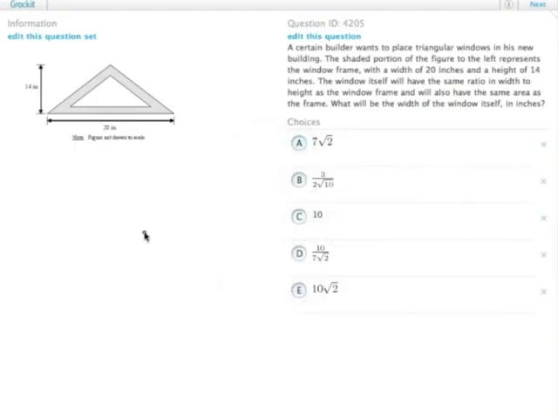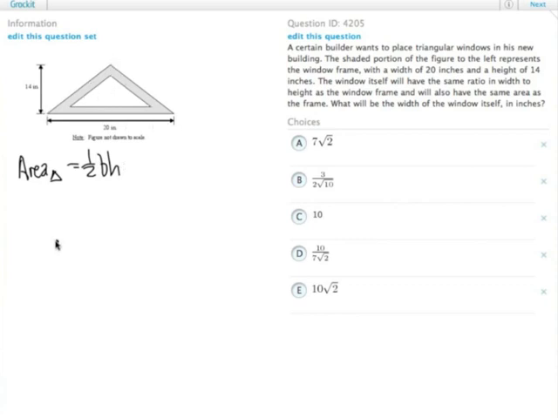Triangular windows and a window frame, and we aren't actually given too many dimensions, so this one can be kind of challenging. We need to start out by finding the area of the whole thing, the whole window, frame and window included. Remember that the area of a triangle, a little triangle there, equals 1/2 the base times the height.